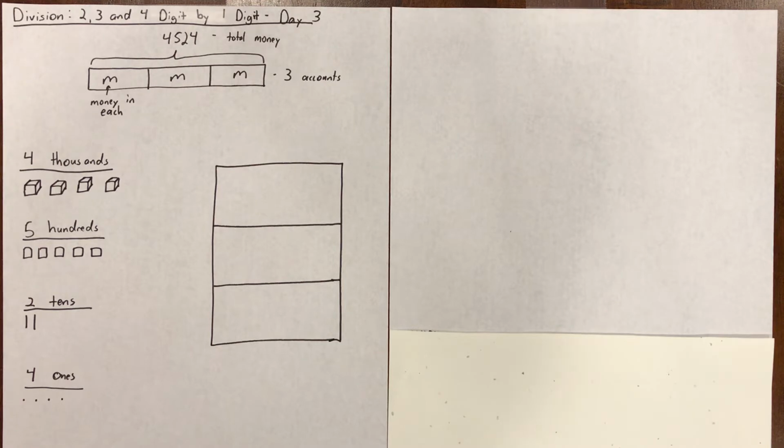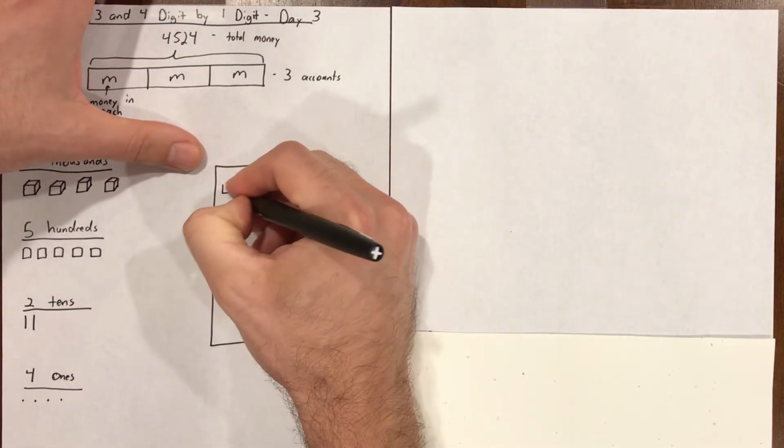Yeah, I can think 3 times 1 equals 3. That's the closest I can get to 4 without going over it when I've got 3 as a factor. So I'll share 1,000 into each of the 3 groups and regroup the leftover 1,000 as 10 hundreds, which is going to give me 15 hundreds.